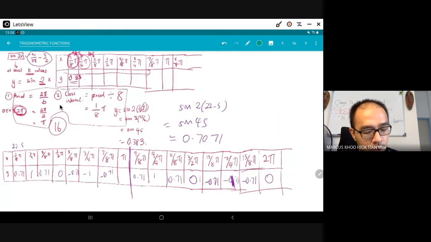Okay. First of all, you need to find the period. Period is 2 pi over b, whatever the b is. And then after that, you have to find the class interval. You divide it by 8, so you get 1 over 8 pi. Once you have the class interval, the first class interval will be this answer. Then you just plus 1 over 8 pi, plus 1 over 8 pi, and so on and so forth. Okay, that's the important thing.